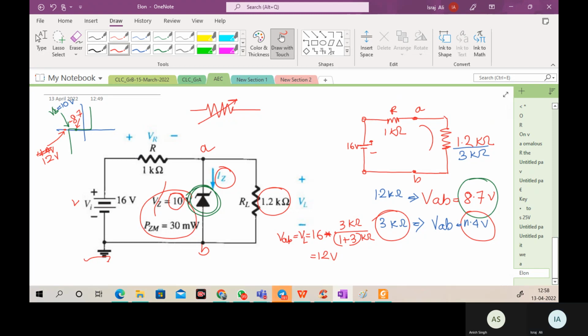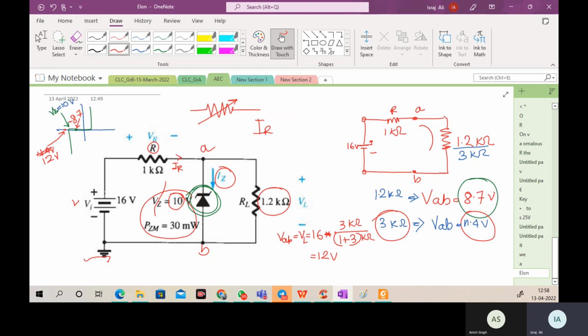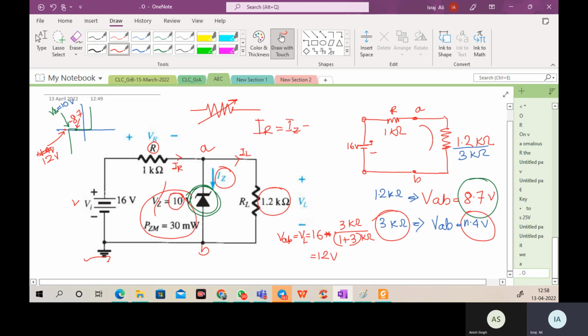IZ. What is IZ? The current across the Zener. Okay, it is the general current. We know this is the current IR, or I, whatever you want to say, because R is there. So we can write IR. So IR is equal to, look at that, this is my IZ and this is IL. I hope you have the circuit understanding.